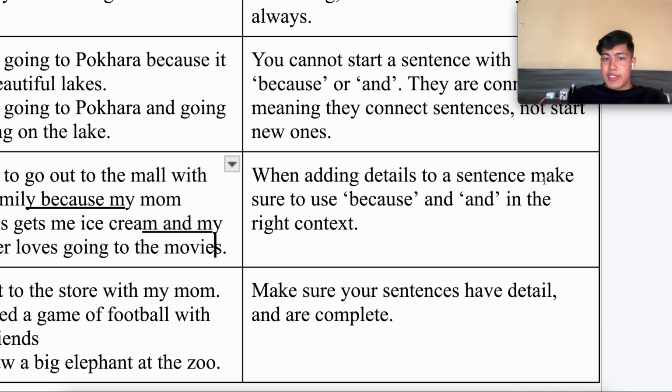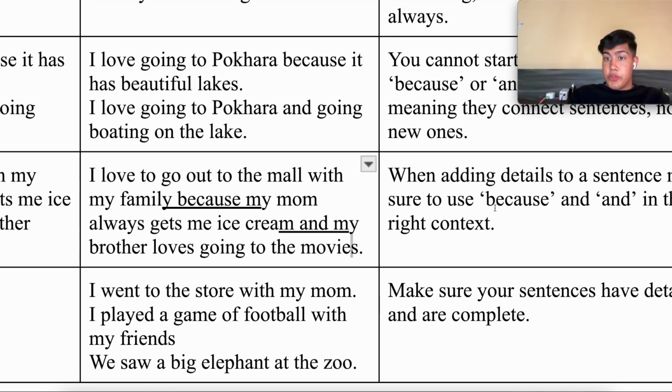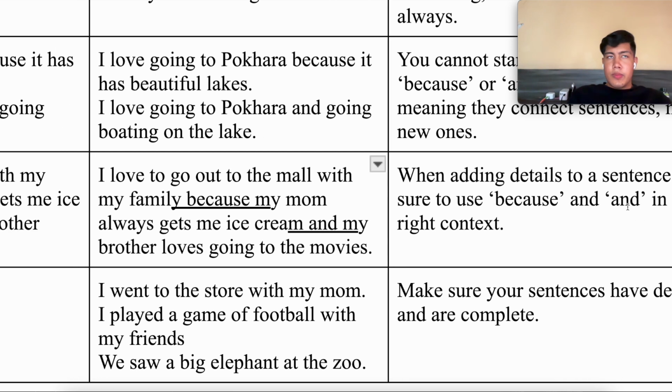When adding details to a sentence, make sure to use "because" and "and" in the right context. The right context to use "because" is to explain and connect an idea. "And" is to introduce a new related idea, but not an explanation.